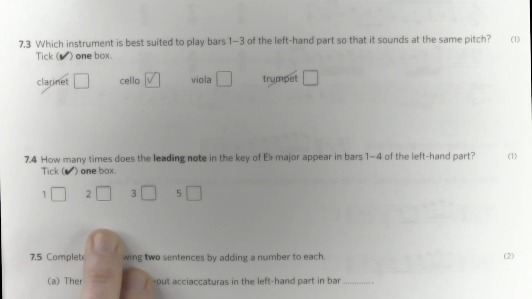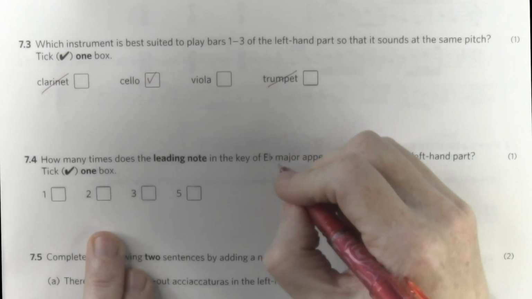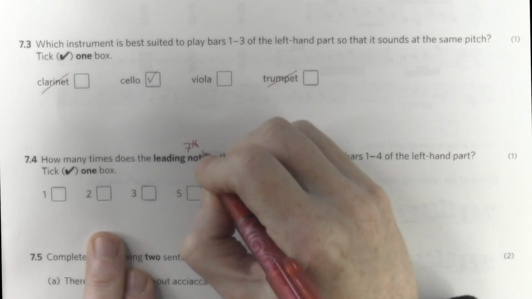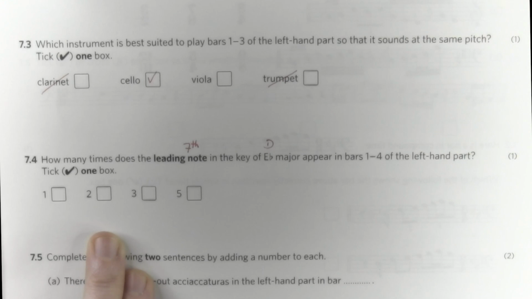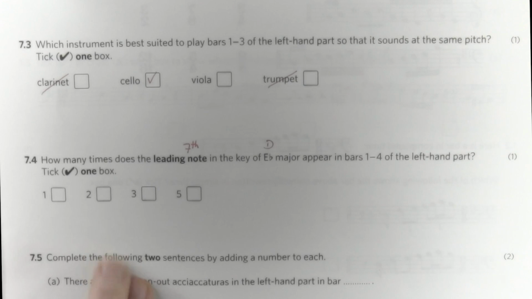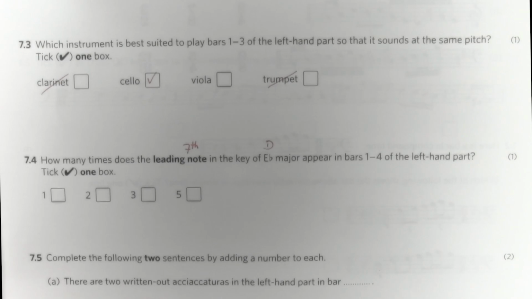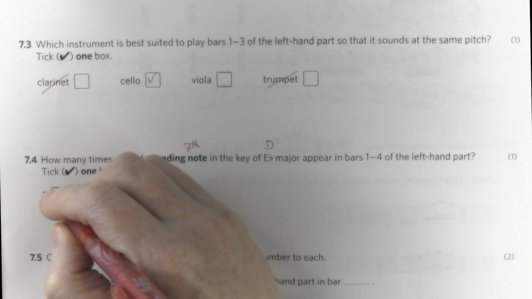Question 4. How many times does the leading note of E flat major, which is D, the 7th degree, appear in bars 1 to 4 of the left-hand part? And the answer is 1. And here it is. Literally, that's the only time within the bars 1 to 4. So 1.